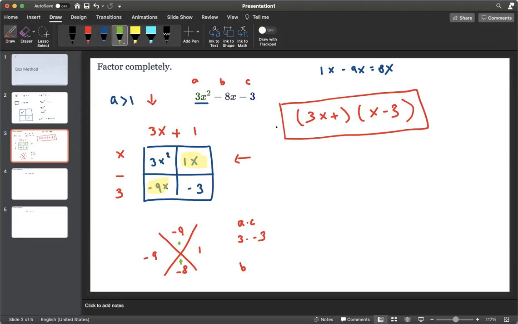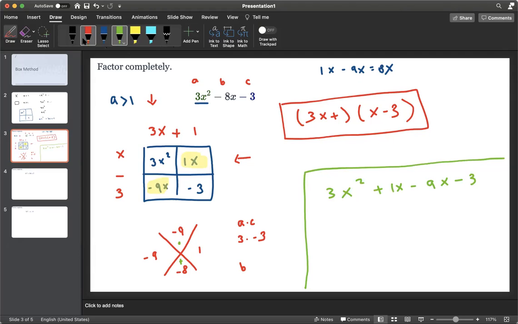Now, if you don't like the box method, then there is another way we can use this. You still have to draw your box because it is the box method. But instead of looking for our GCF by looking at our rows and columns, we can write all 4 terms. We can pull all terms out of our box and write them in a line. So I would write 3x squared plus 1x minus 9x minus 3.